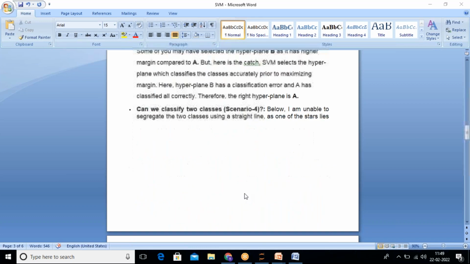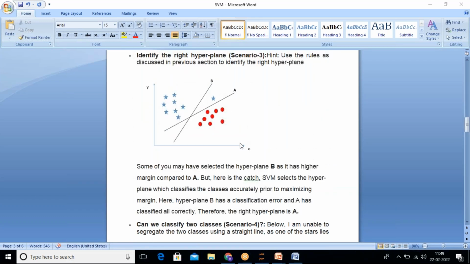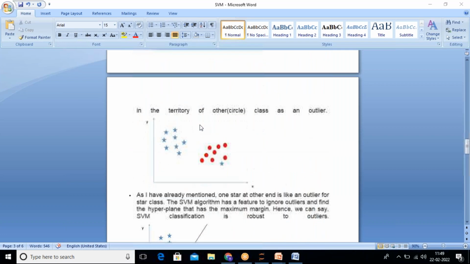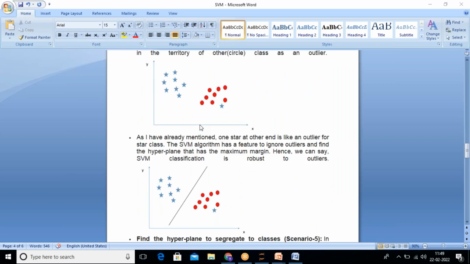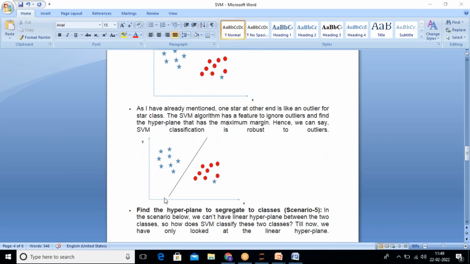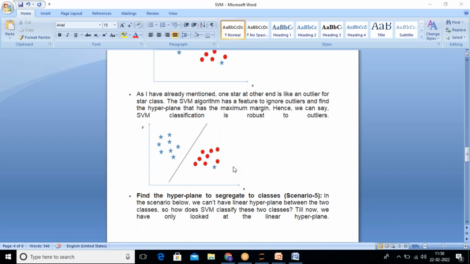Now, this was a linear data set. Now just have a look at this. The first example has been repeated over here. You will say, sir, here it is getting classified, but there is one misclassification: one star is inside the red ones. I told you this is called an outlier, and the SVM algorithm will not count this star.